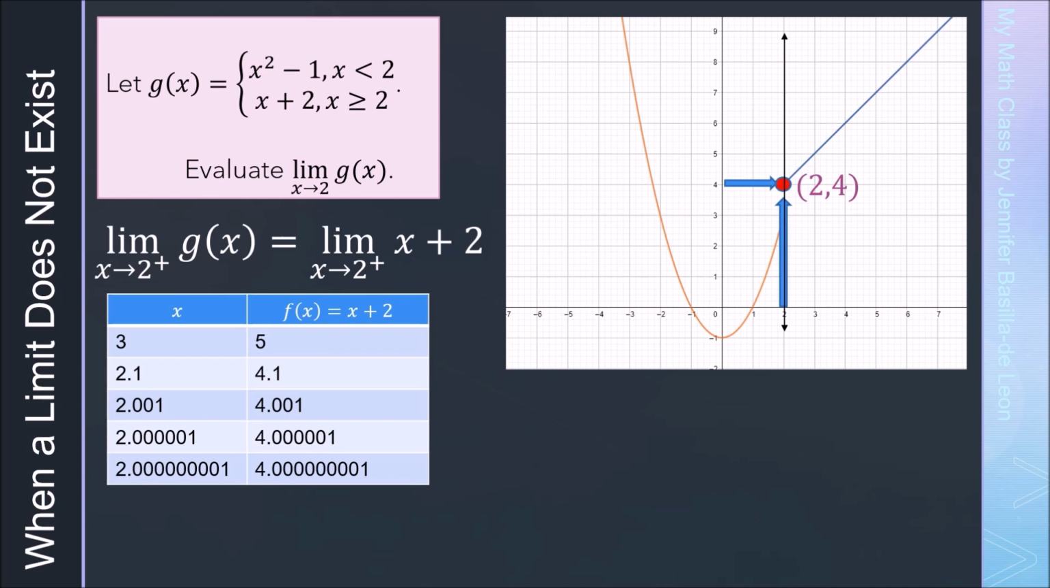Study the given table of values. Use your scientific calculator and verify the values that you see. Looking at the table, we can conclude that as x approaches 2, the function approaches 4. Therefore, the limit of x plus 2 as x approaches 2 from the right is 4.